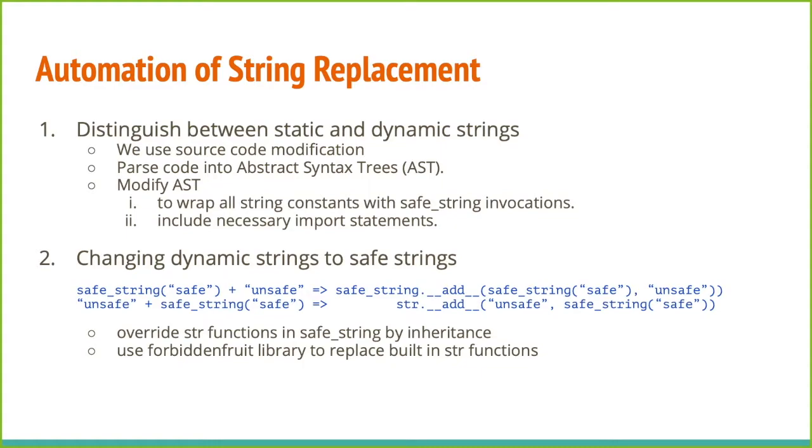Since some of them may be identified during runtime, we use forbiddenfruit to do this replacement. There's an example showing how when you have an unsafe string on the left side of an add operation, you actually are calling str.add and not safestring.add, which shows why this is important.